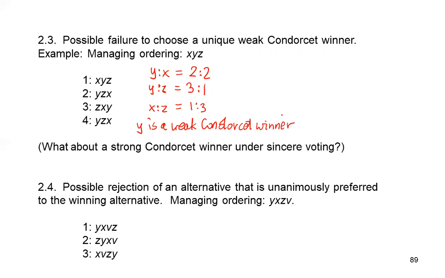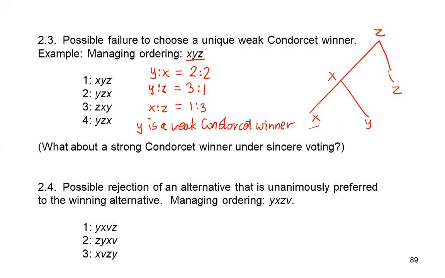But what happens if we apply this agenda ordering here? X, Y, Z. X against Y. It was 2 to 2, but our tie-breaking rule was telling us that X must be the winner. So X goes to the second round. And now X against Z, Z is the winner. So we had a weak Condorcet winner, but actually this Condorcet winner didn't win.